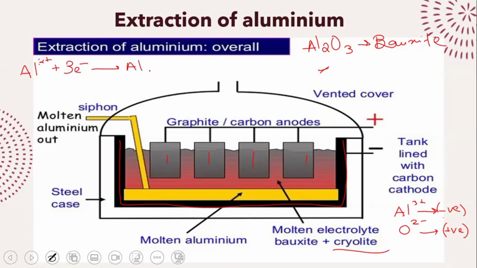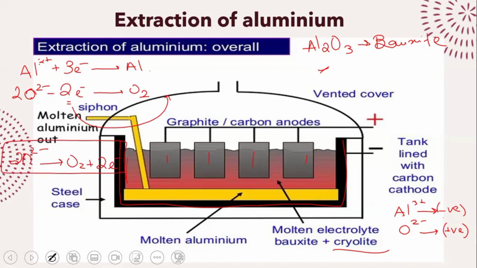On the other hand, when we talk about oxygen, the oxide ions are going to lose electrons and become oxygen gas. But like I said, we don't like to write electrons with the negative sign, so we will move it to the other side of our equation, just like we do in mathematics. So our equation becomes 2 oxide ions give us oxygen plus 2 electrons. So what are we going to observe?